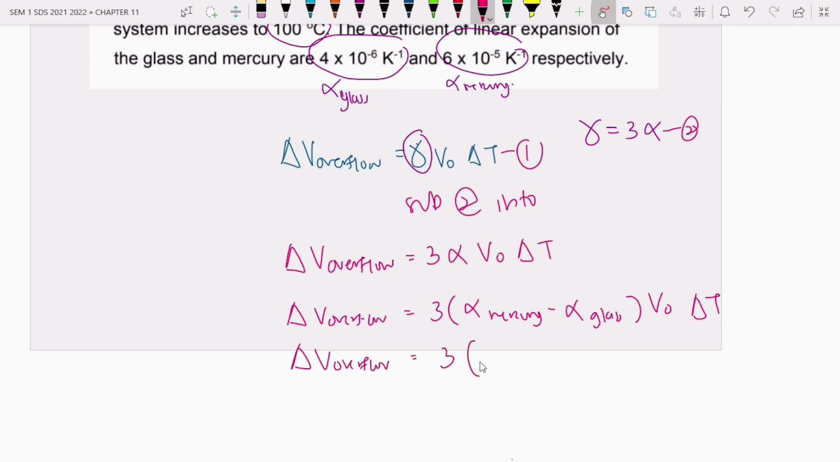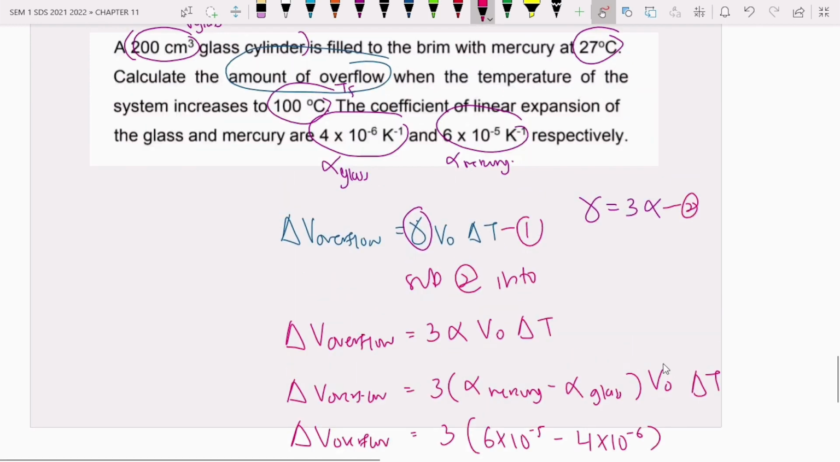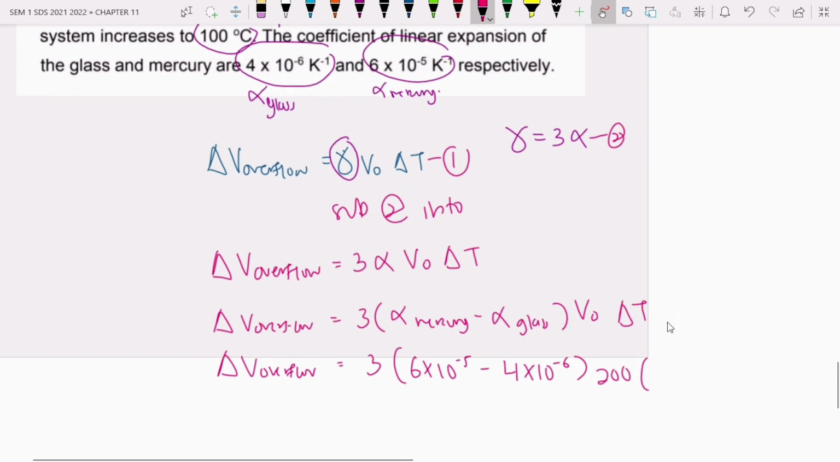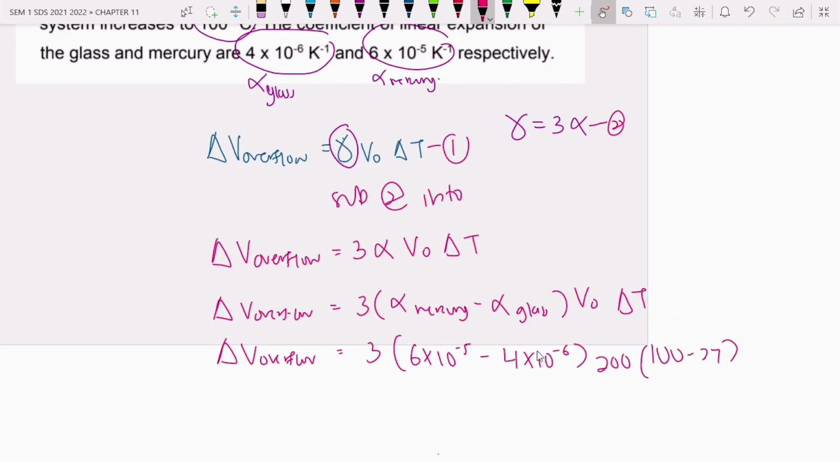Now we are going to substitute all the information we have. The coefficient of linear expansion of mercury is 6 times 10 to the power of negative 5, whereas the coefficient of linear expansion of glass is 4 times 10 to the power of negative 6, times the initial volume, which is 200 centimeter cube. The temperature difference is the final temperature minus the initial temperature. So the volume of the overflow when you press the calculator is 2.5 centimeter cube.